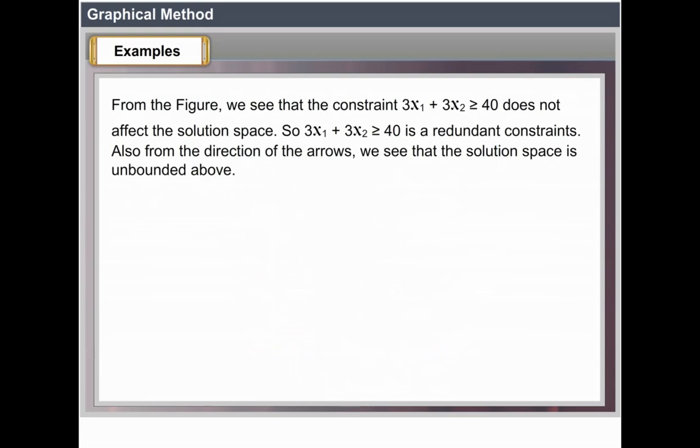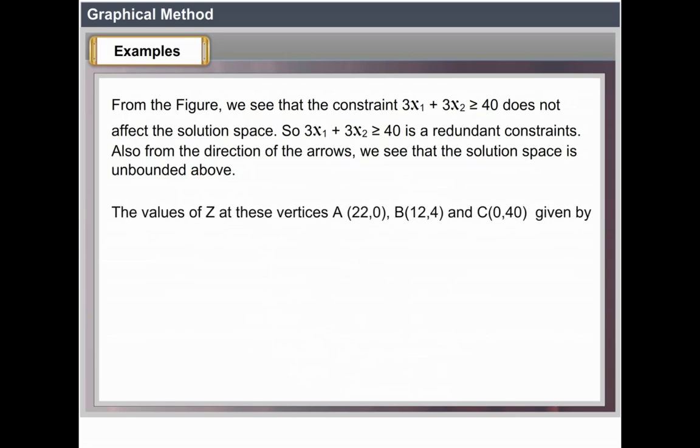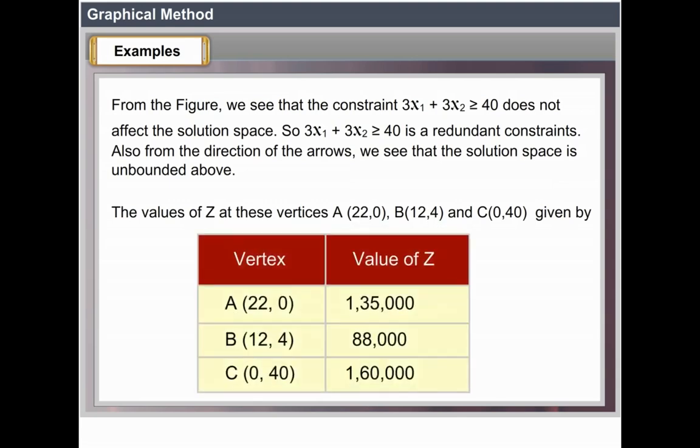From the figure, we see that the constraint 3x1 plus 3x2 greater than or equal to 40 does not affect the solution space. So it is a redundant constraint. Also from the direction of the arrows, we see that the solution space is unbounded above. The values of z at these vertices A (22, 0), B (12, 4) and C (0, 40), given by substituting the vertices in the objective function, is shown in the table.